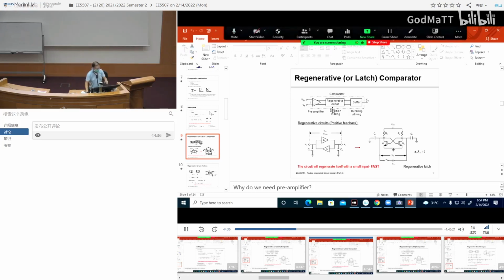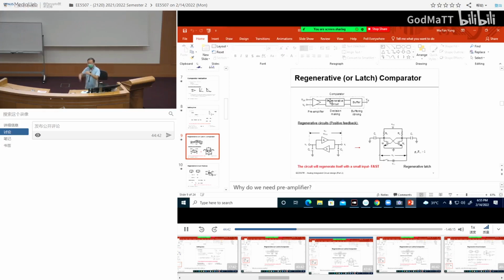And then my positive feedback, or the regenerative circuit, will kick in. Once the difference is big enough, the positive feedback will come in and very quickly snap it to the high and low. This is where most of the speed improvement comes from. And then this last one is just a buffer, if you need to drive something.